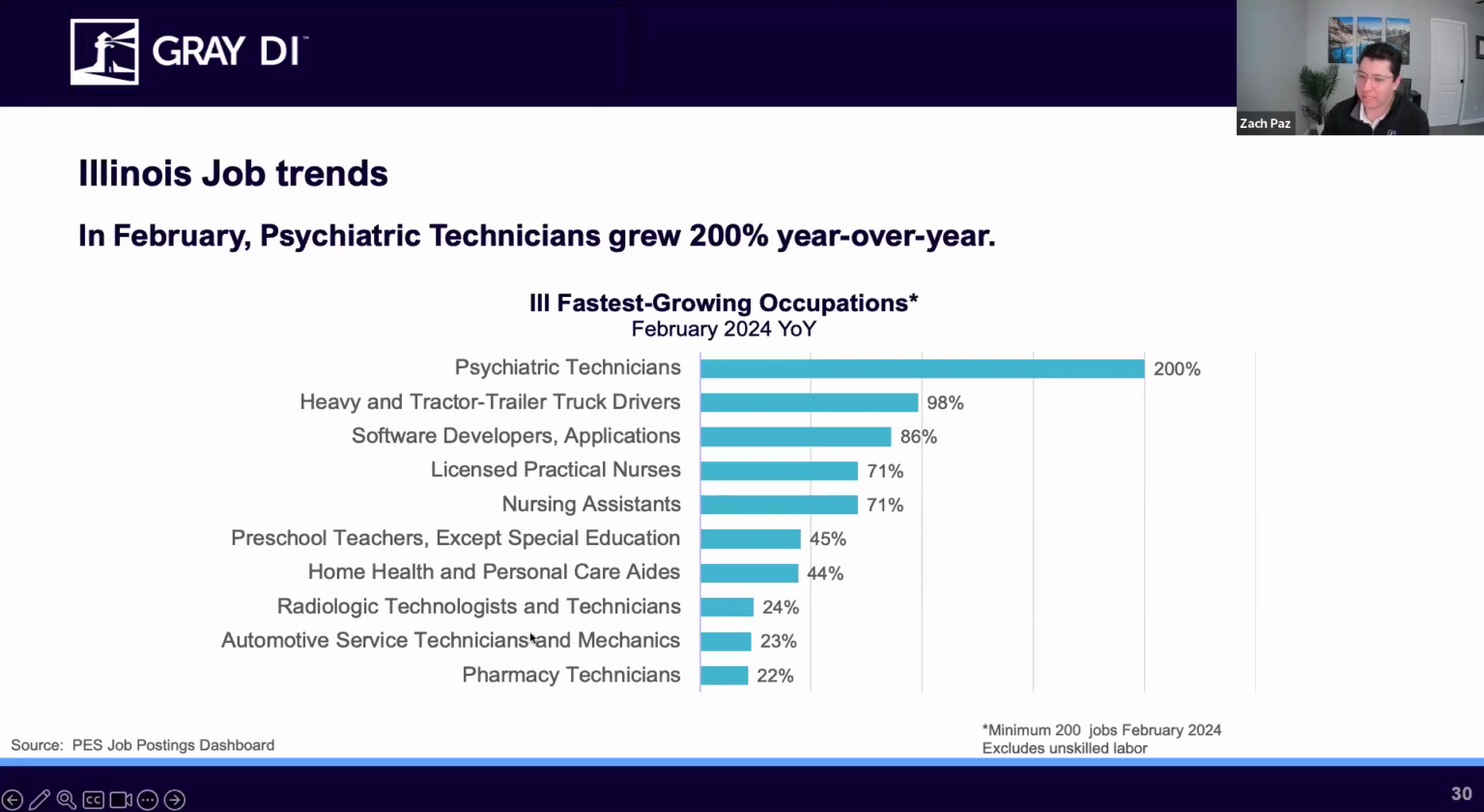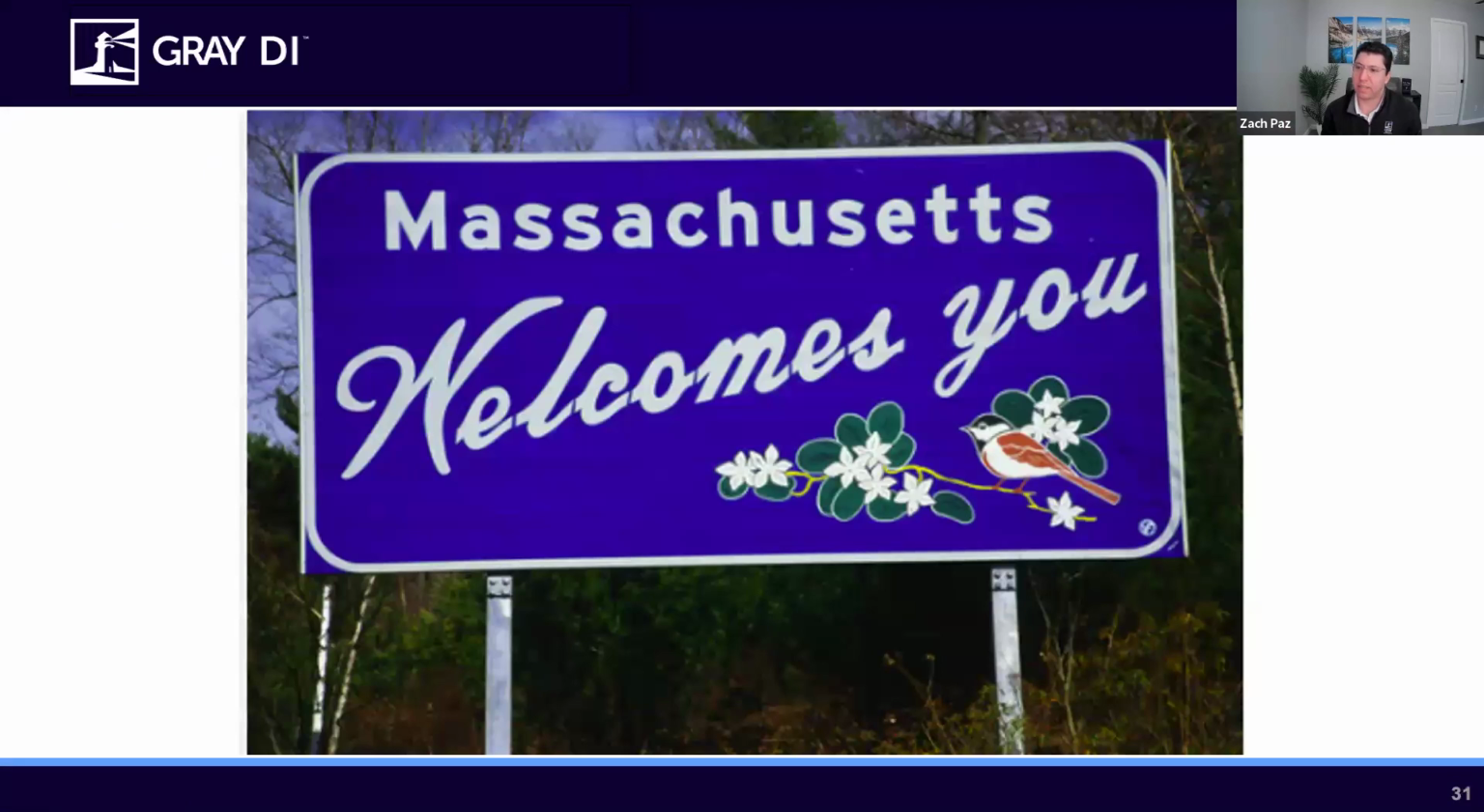You can see some of the others, occupations that have higher job posting growth: software developers, nursing, LPN, and nursing assistant, all the way down to even pharmacy technicians. Okay, so that's what happened in Illinois. Let's take a flight east to Massachusetts.